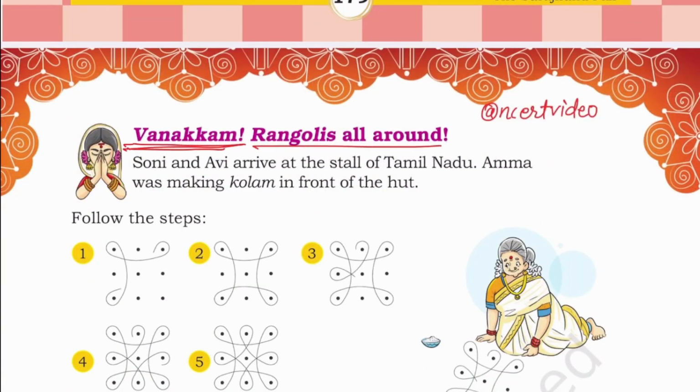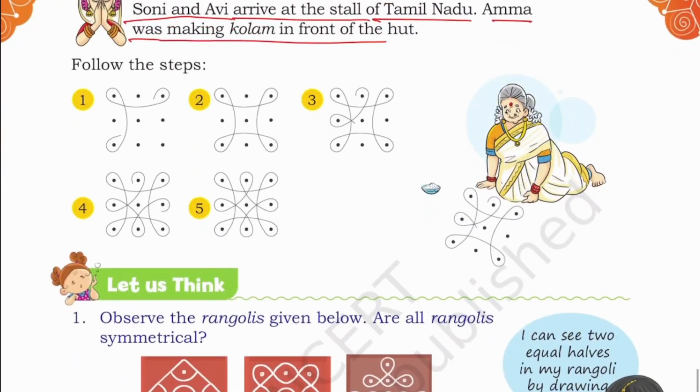Vanakkam, rangoli all around. Soni and Avi arrived at the stall of Tamil Nadu. Amma was making kolam in front of the hut. You follow the steps for kolam. For making kolam, you have to follow these steps.